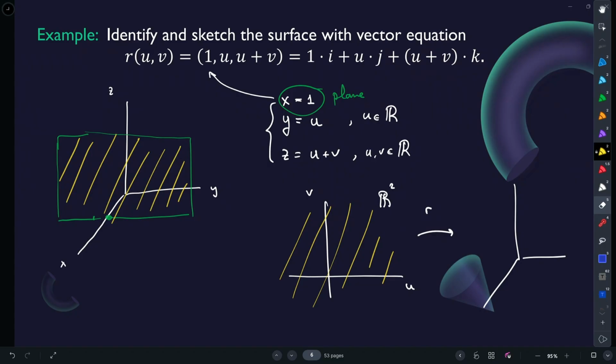Okay, so that is what it parameterizes. It parameterizes the plane x equals 1, in a slightly weird way. If I was asked to parameterize the plane x equals 1, I would have parameterized this as (1, u, v), because then u corresponds to the y coordinate and v corresponds to the z coordinate, right?